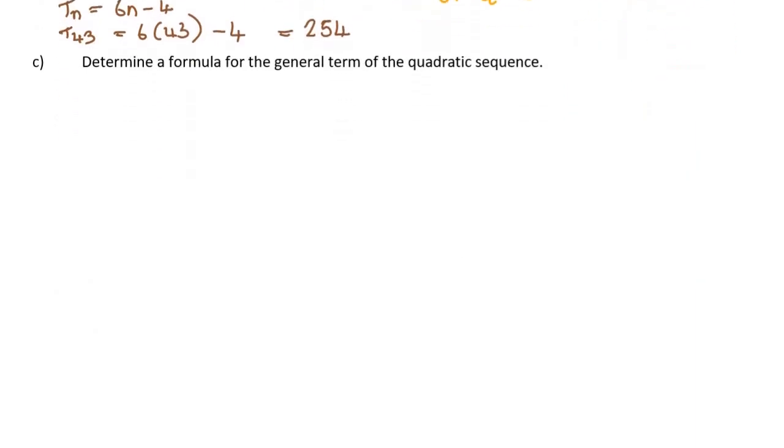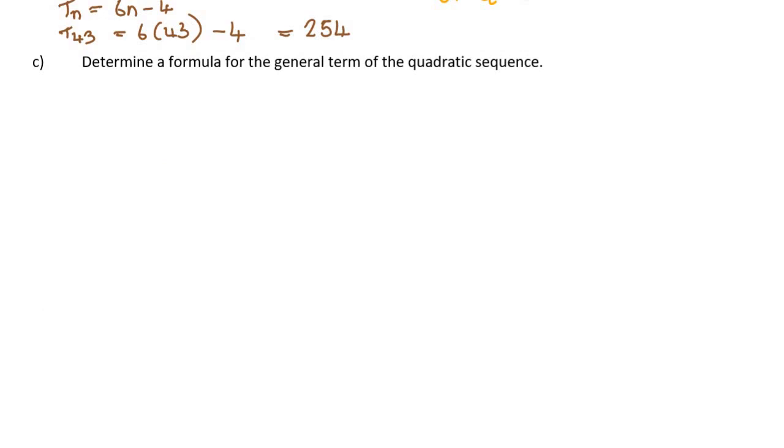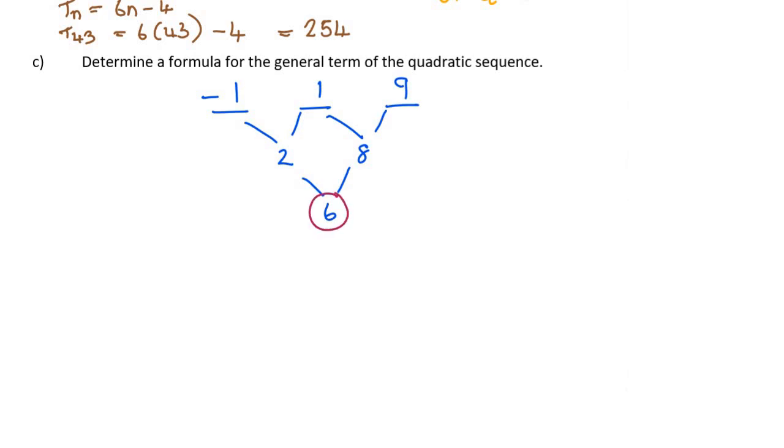Right, on to the next one, determine a formula. This should be something that's now easy for us because we've practiced it. So it's -1, then 1, and then 9. So this was 2 and 8, and this was 6. And now the three numbers I actually need is this number, because my first step, step number 1, is that 2a will be equal to your second difference. So I know that a will be equal to 3.